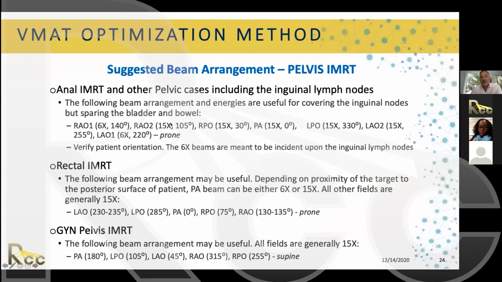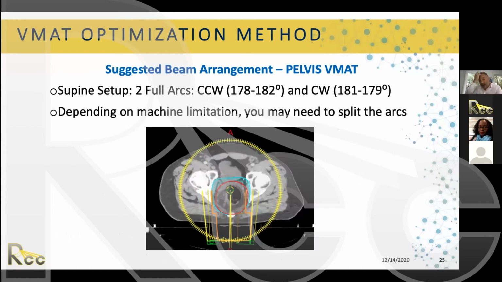And here you can be a little more creative mixing energies, because sometimes for these cases, if you're treating pelvic nodes, the inguinal nodes can be very superficial. So you might need to use 6 MV energy instead of 15 MV for those fields. But again, this is your preference as an institution. If you go to VMAT, which is what most people use in these cases because it's quicker, you just put 2 full arcs around the whole body on a supine setup.